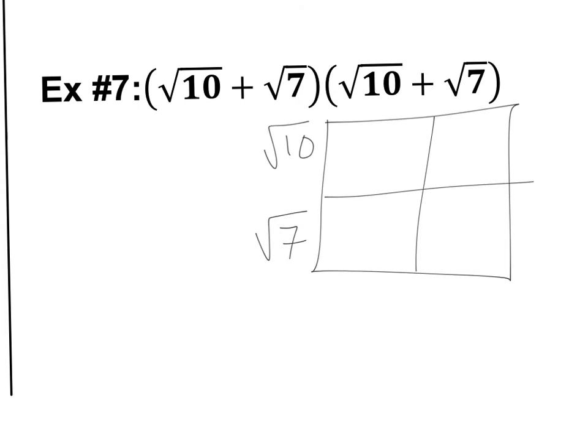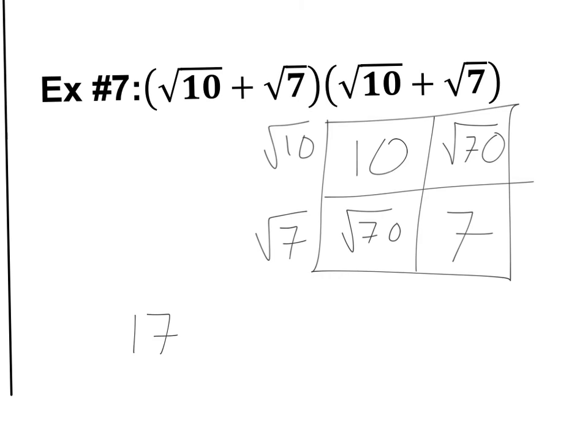Well, this is nice because the square root of 10 times the square root of 10, remember, is just going to be what's on the inside. This is just 10. And in the same way, the square root of 7 times the square root of 7, that's just 7. So that's nice and easy. Square root of 10 times the square root of 7 is the square root of 70, and that's the same thing here, the square root of 70. So now you're going to have like terms here and like terms here. So 10 plus 7, well, that's 17.